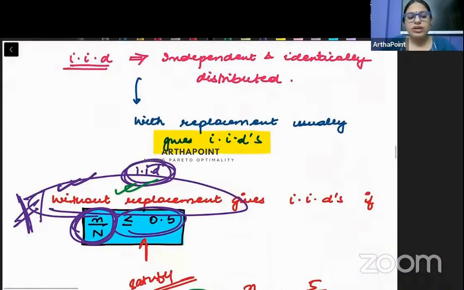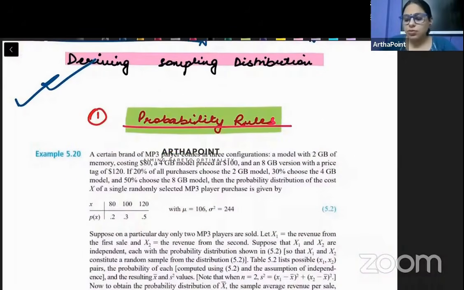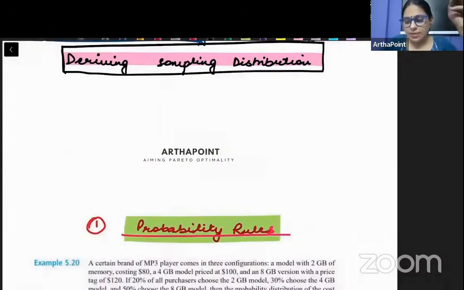Now I want to go ahead and continue from here. So today I want to talk about deriving the sampling distribution. How can a sampling distribution be derived? In order to derive the sampling distribution, there are two techniques that we have. The first one is known as the probability rule.